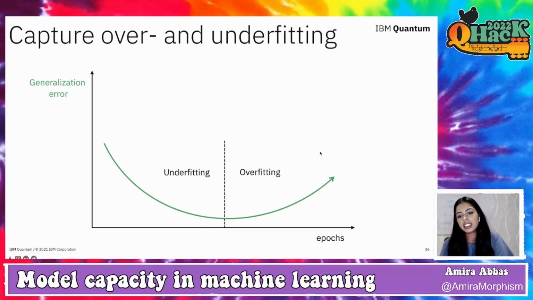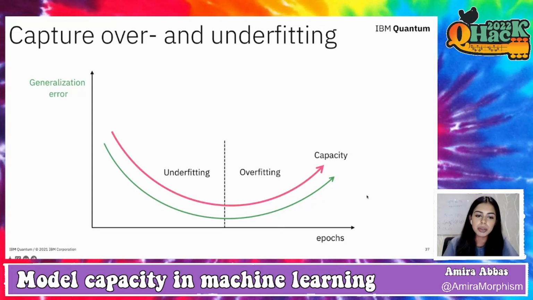The next thing is that the measure of capacity needs to be able to capture your underfitting and overfitting. So say now the curve is the generalization error. Typically, we want a capacity measure that correlates with this behavior in both regimes, in this underfitting and overfitting behavior as we train our model. So we want a capacity measure that moves in unison, in harmony with this idea.